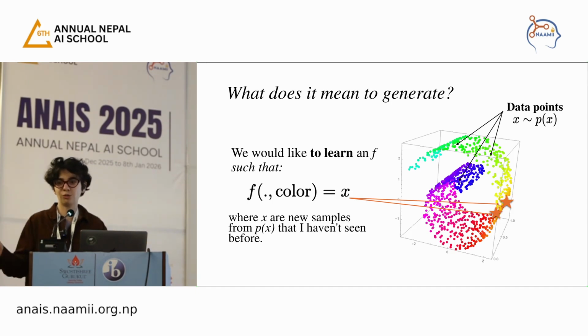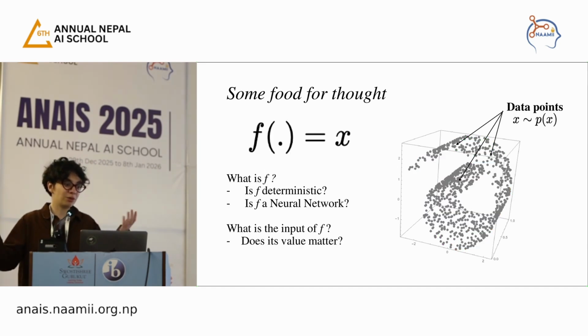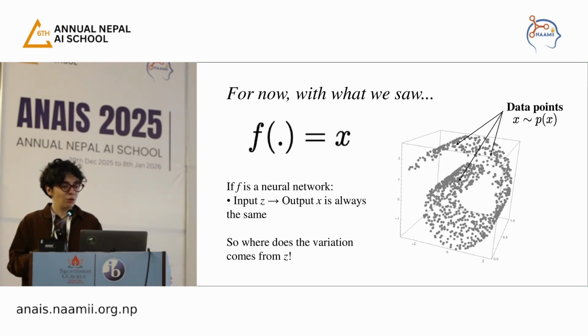Okay, let's imagine this, picture this. We are in 2014 and we try to make this generative model with the state-of-the-art people back then. And we have natural questions like, what is F? Is F deterministic? Is F a neural network? What is the input of this F thing? You know, what can we do? From what we saw now, I think it is fair to assume that F is a neural network.